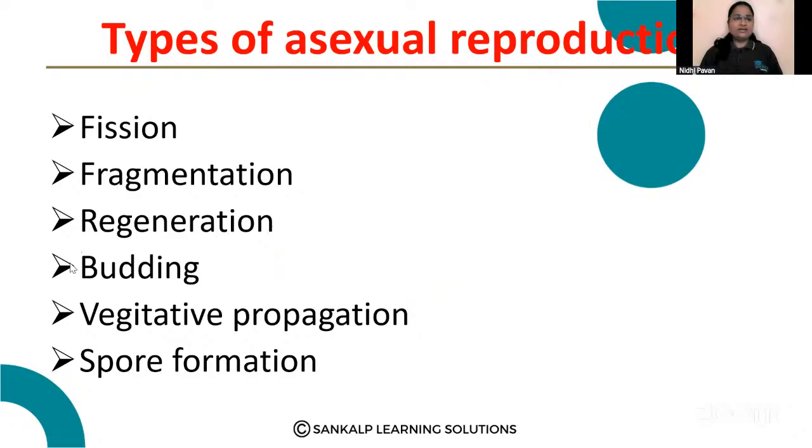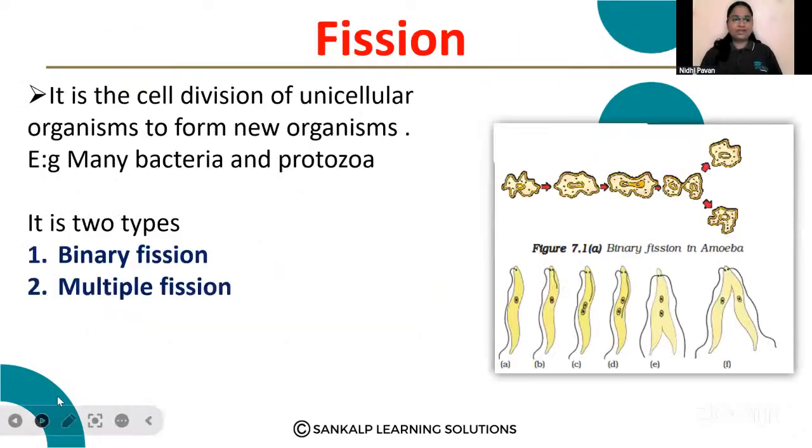So the first one is fission. As I said, in amoeba we are going to study. It is the cell division of a unicellular organism to form a new organism. It is a simple kind of reproduction. It happens in unicellular organisms. Unicellular means single-celled, one-celled organism. Here you can see amoeba. This is a one-celled organism. It has a nucleus. At a certain time, the nucleus acquires this shape. If this is an amoeba, this is our nucleus. Then after that, what happens?